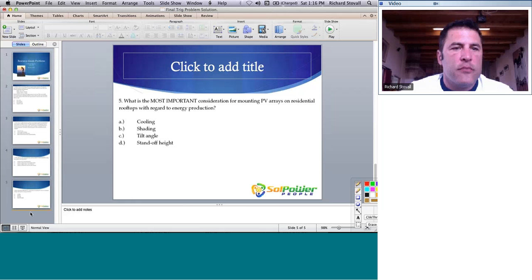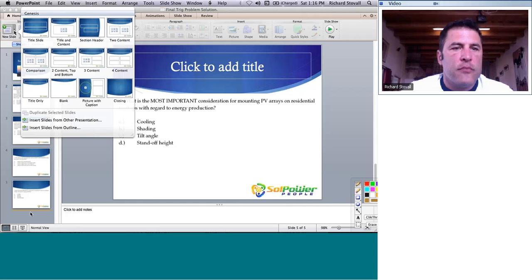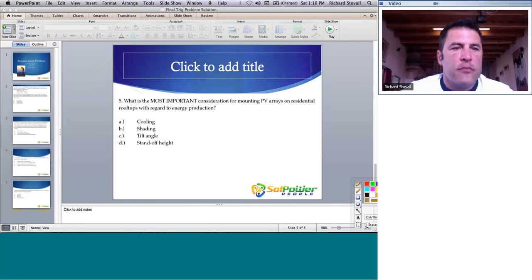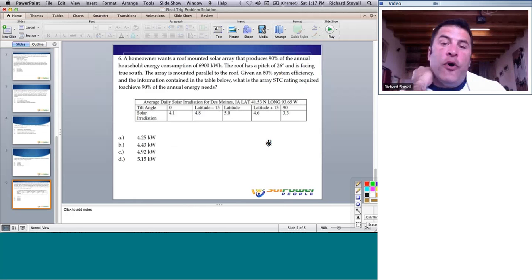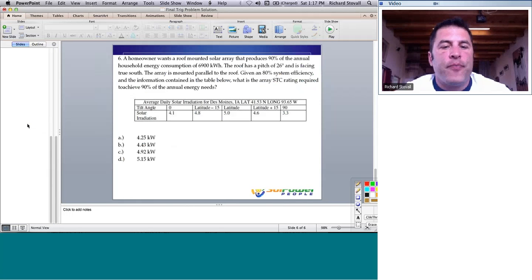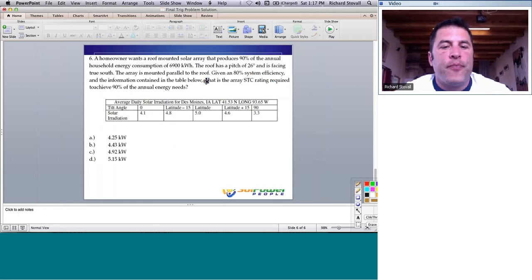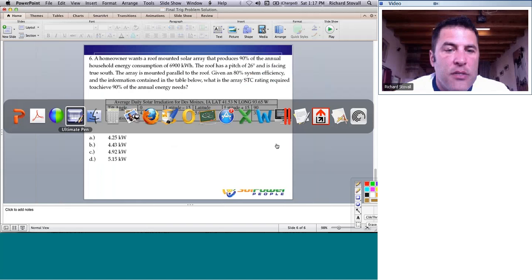A homeowner wants a roof-mounted solar array that produces 90% of the annual household energy consumption of 6,900 kilowatt hours. The roof has a pitch of 26 degrees and is facing true south. The array is mounted parallel to the roof, given an 80% system efficiency. In the information contained in the table below, what is the array STC rating required to achieve 90% of the annual energy needs? All right, now this is a real question. Let's see here. I haven't looked at this one in some time.